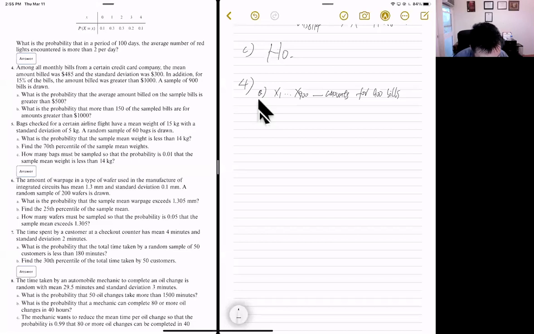Part A is asking for the probability that the average amount of the sample bills is greater than 500. We have 900, which is much more than 30. When the sample size is larger than 30, the mean value follows a normal distribution with mean mu and variance sigma squared over n. Because the question is asking about the average, the mean value follows a normal distribution.